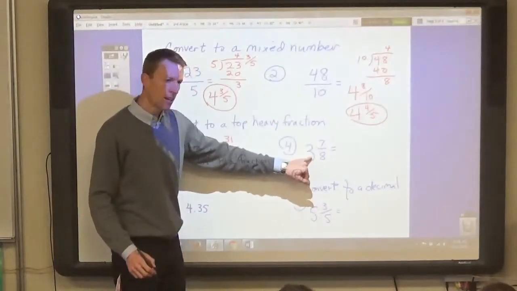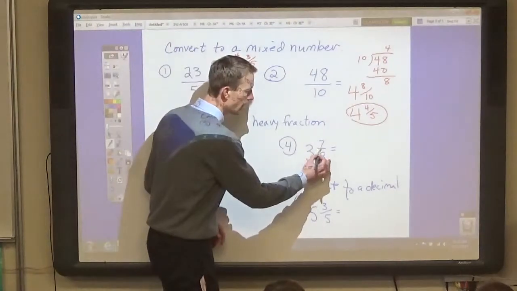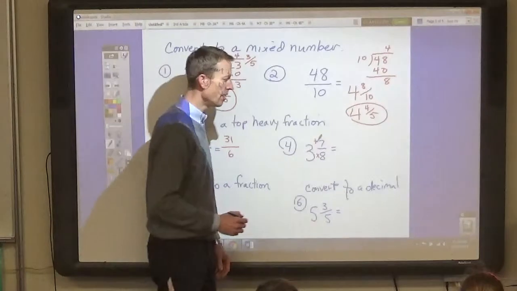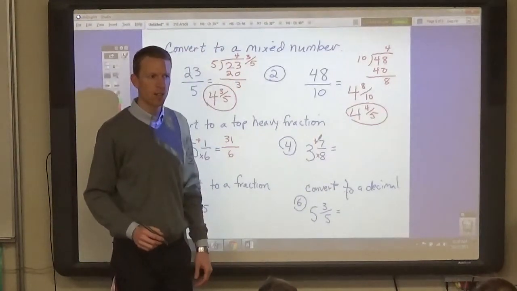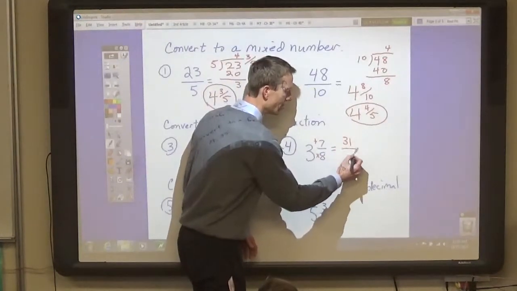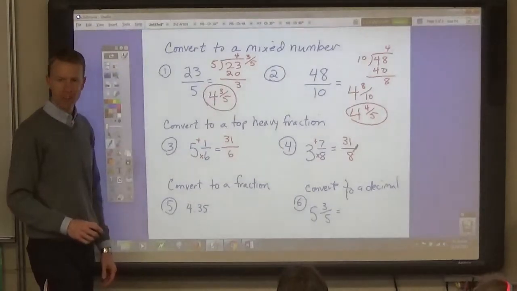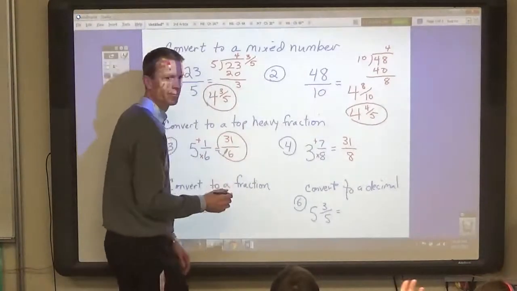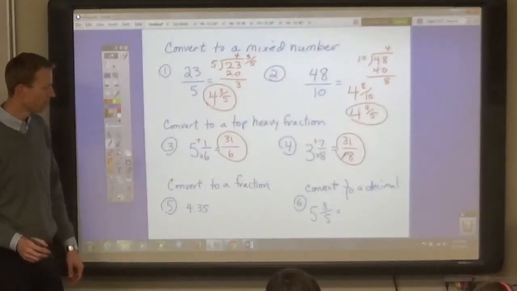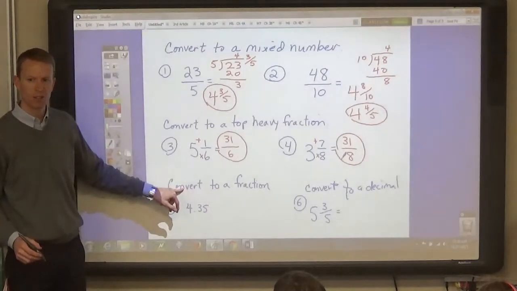How many pieces can we get out of 3 wholes? 3 times 8 is 24, plus 7 is 31. 31 again. This time it's 31/8 instead of 31/6. How many of you got these right? Good. Okay, this is what we talked about yesterday in 4.4.